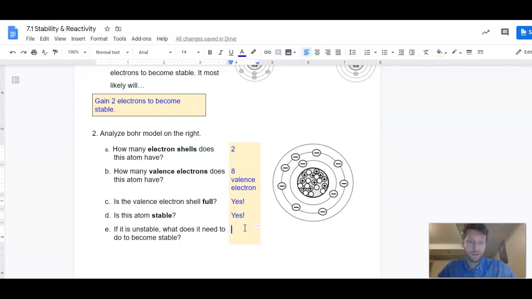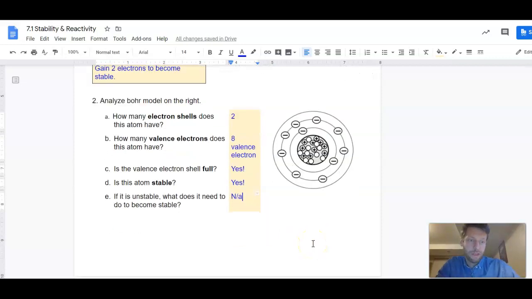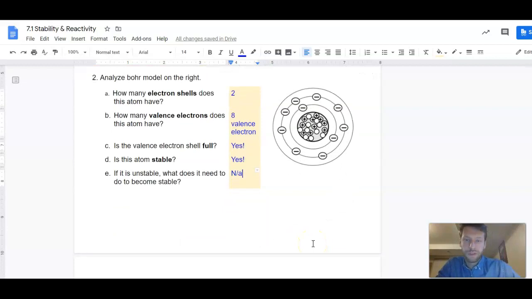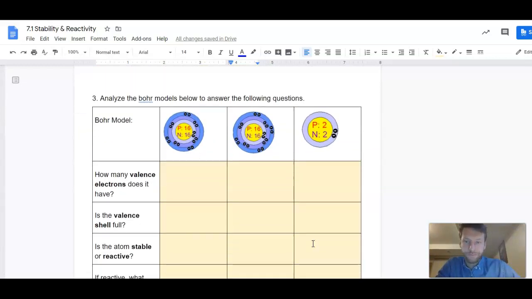It already is stable, so there's nothing it needs to do. It's not going to add or lose any electrons because it's already stable. So we're going to say NA, so not applicable, or nothing, because it's already good to go. All right, let's move on.